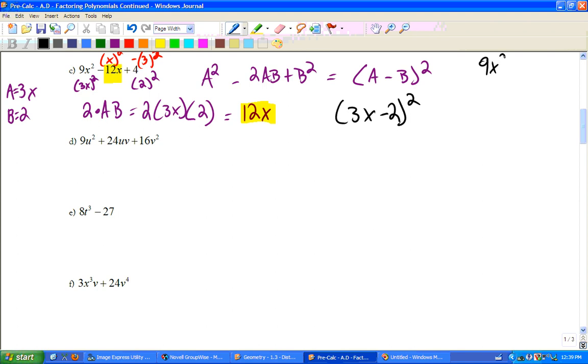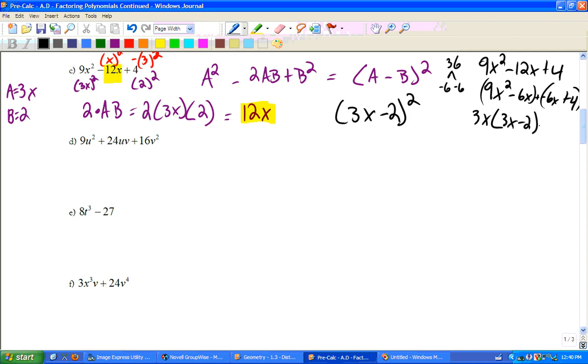Really quickly on the side, we could take 9x squared minus 12x plus 4, multiply the first and last coefficients together, and you're looking for factors of 36 that add together to give you negative 12. Factors of 36 that add to negative 12 are negative 6 and negative 6. So 9x squared minus 6x plus a negative 6x plus 4. You're going to group. Factor out a 3x, and you're left with 3x minus 2. Factor out a negative 2, you're left with 3x minus 2. Group those again, 3x minus 2 times 3x minus 2 gets us right back to that 3x minus 2 squared.